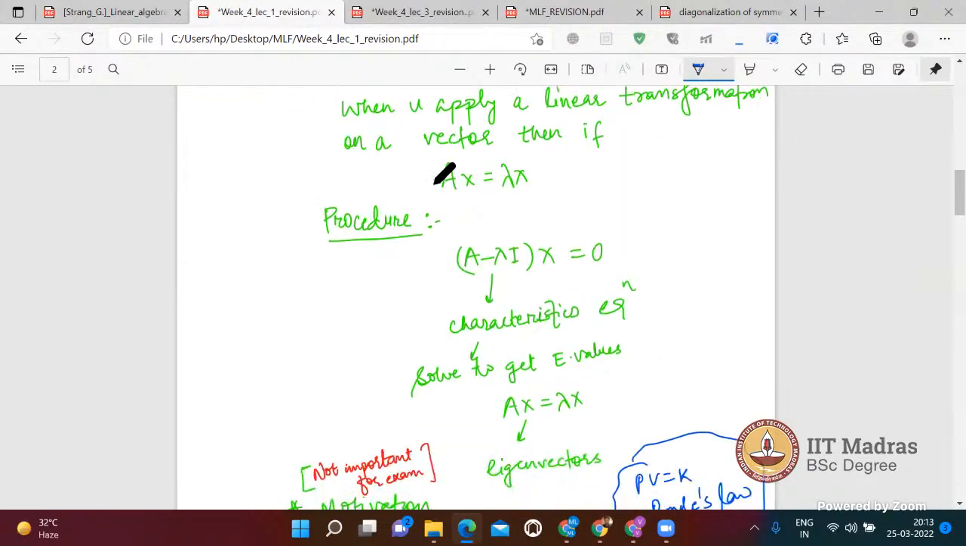This is the most important thing: Ax is equal to lambda x. If you do some transformation to that vector x, and after the transformation you get a scaled form of that vector, that scalar value is lambda. So lambda is the eigenvalue, and x is the eigenvector.